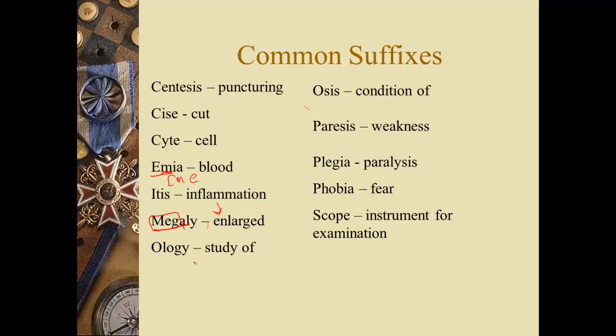Ology is the study of, like remember we talked about biology. And it may not have this O in front of it. Osis is the condition of. Paresis is weakness. Plegia is paralysis. Phobia is fear. Scope is instrument for examination. So something like an otoscope. Oto is ear, and scope is an instrument for examination. So it's something to examine the ear.